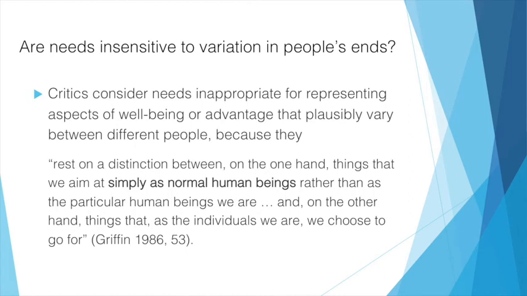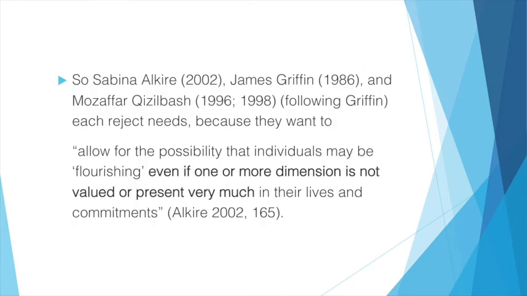As many would think, all aspects of well-being over and above a poverty line. As Sabina Alkire puts the point, theorists like her and Griffin want to allow for the possibility that individuals may be flourishing, even if one or more dimensions is not valued or present very much in their lives and commitments.